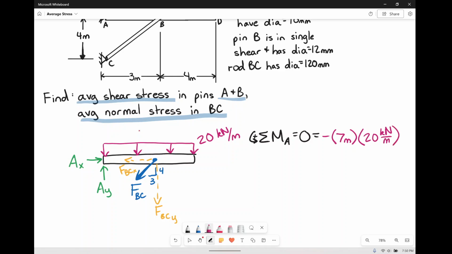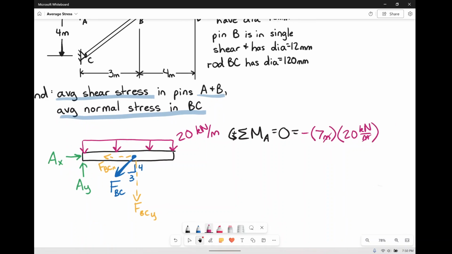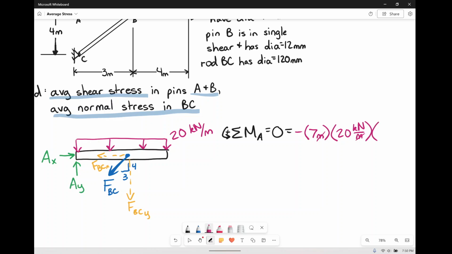I do always recommend that you actually write out your units so that you can watch them cancel and then realize that we're now in kilonewtons. We also need the distance that the resultant force makes with point A. So how far away is it from the centroid over to A? That's going to be 1/2 of the 7 meters. So now we're in kilonewton meters. Great, that's a moment.